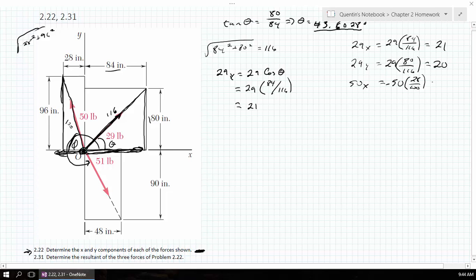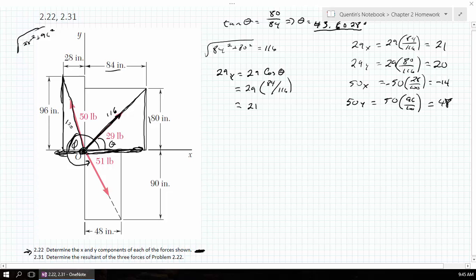It's in the negative x direction, so this works out to be minus 14. So 50 in the y is equal to 50 times 96 over 100. That's a 100, sorry about the writing. And that's equal to 48. And that is positive as compared to the other one, which is negative.